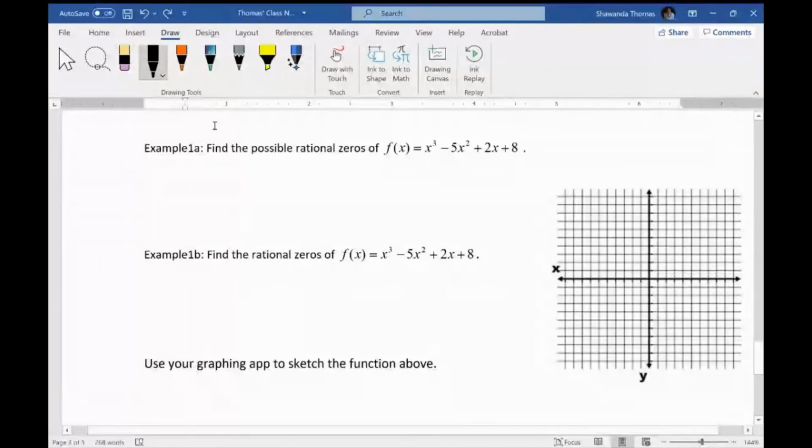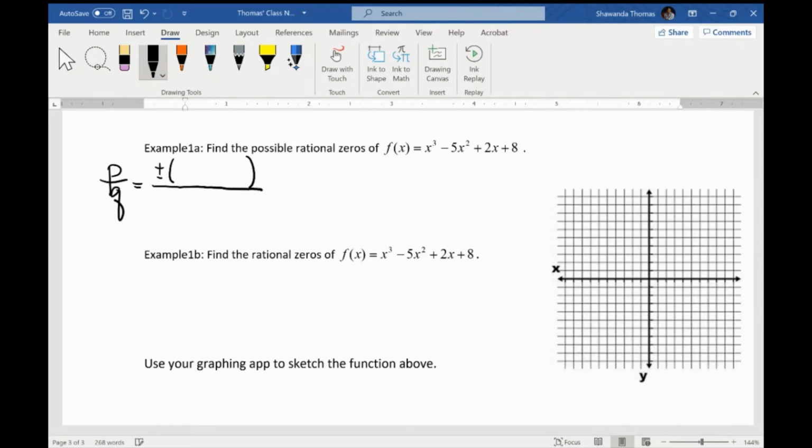All right, example 1A. Find the possible rational zeros of f of x equals x cubed minus 5x squared plus 2x plus 8. So we're going to practice P over Q again. What does P represent again? Factors of the constant. Exactly. What is our constant for this function? 8. What are the factors of 8? 1, 2, 4, and 8.